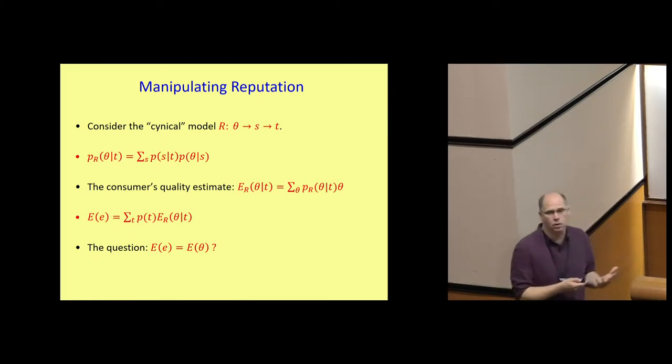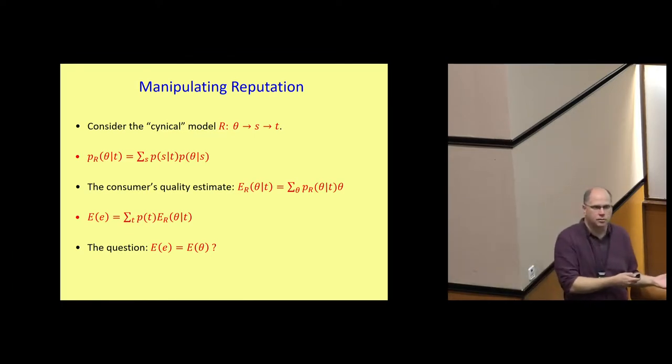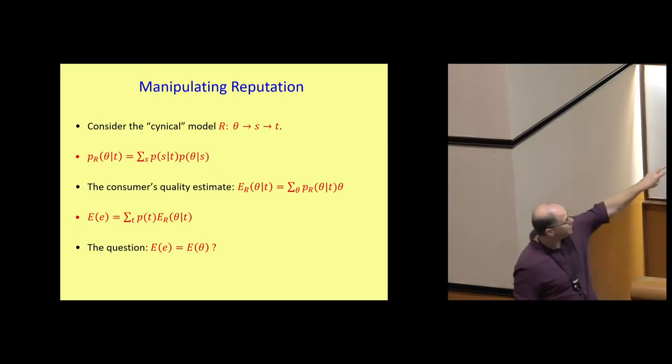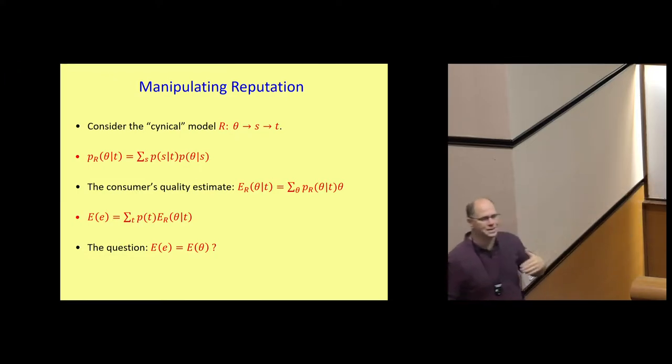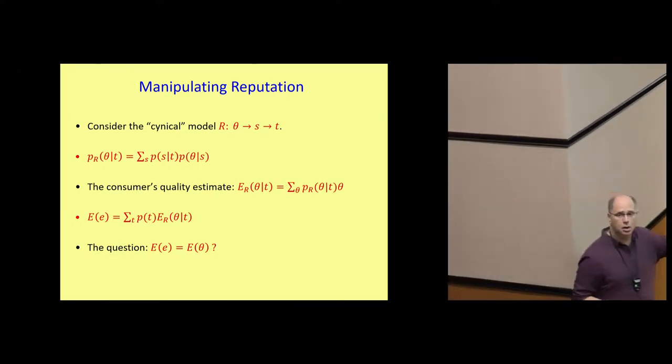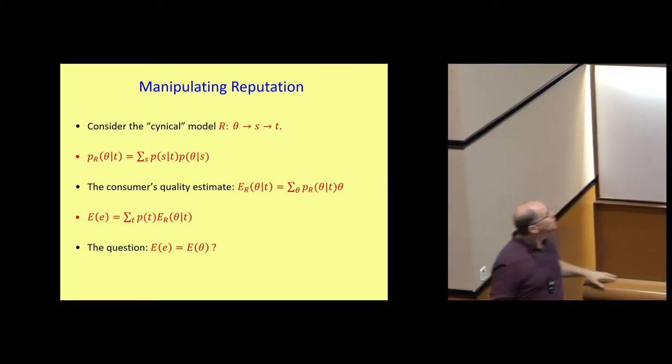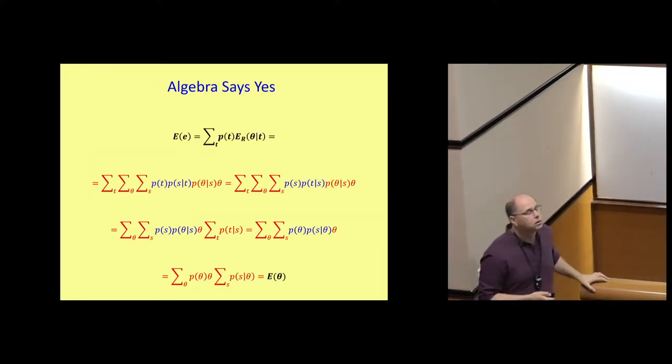Because maybe it's going to be equal for some strategy of the firm, maybe it's going to be different for another strategy of the firm. But if this equality holds, no matter what the strategy of the firm is, then that will extend the rational expectations benchmark to this world. You do the algebra, and the answer turns out to be yes.